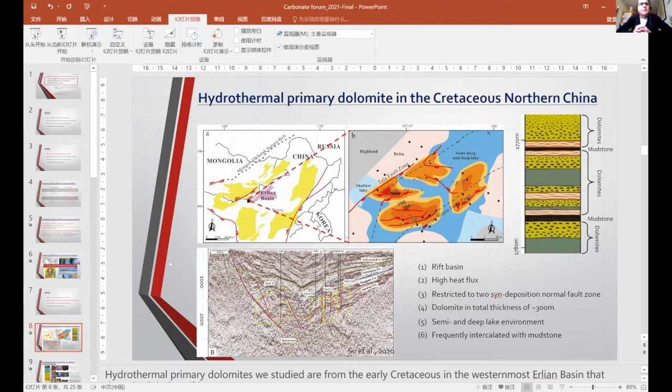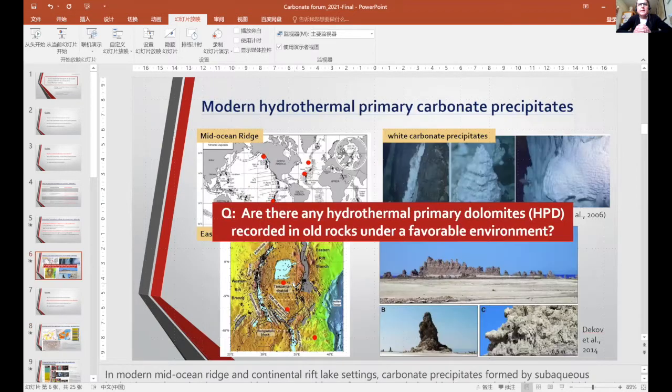Whilst we wait, do you have any idea from the modern hydrothermal vents that you showed in East Africa what sort of composition those carbonates are, say in the East Africa Rift? These carbonate precipitates, how much dolomite is in there, do you know?